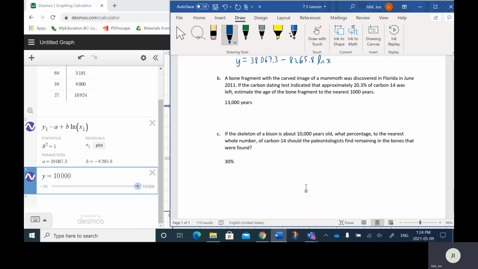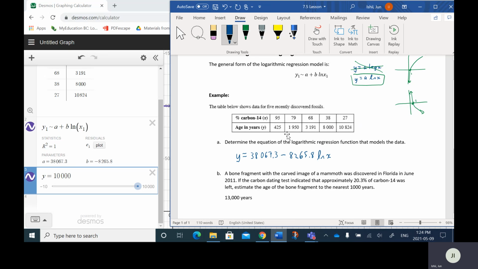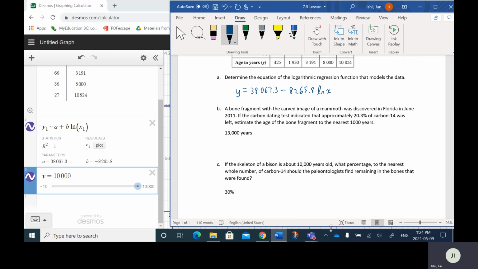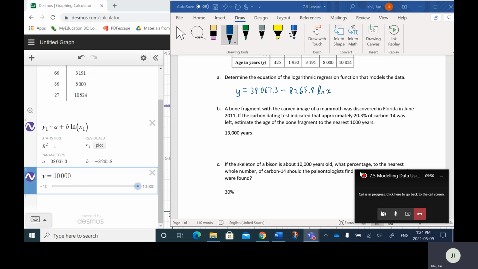All right, so that's that. We just punch this table into Desmos, come up with a regression function, and then find those points of intersection on the graph. Cool. All right, guys, that's using logarithmic functions to model data.